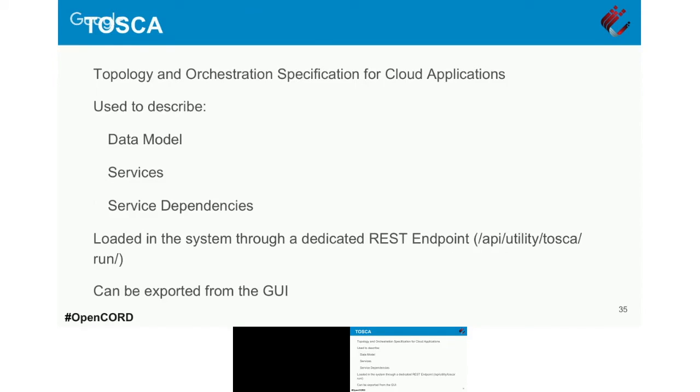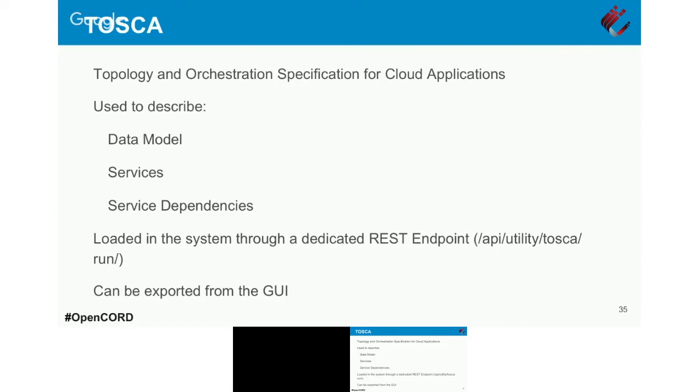The last part of the UI we use to interact with is TOSCA. We use it to describe the data model when we load the system. We use it to describe how a service should be onboarded in the system, and we use it to define the service chain dependencies. It can be loaded in the system through a dedicated REST endpoint. I mentioned it before under the utility.